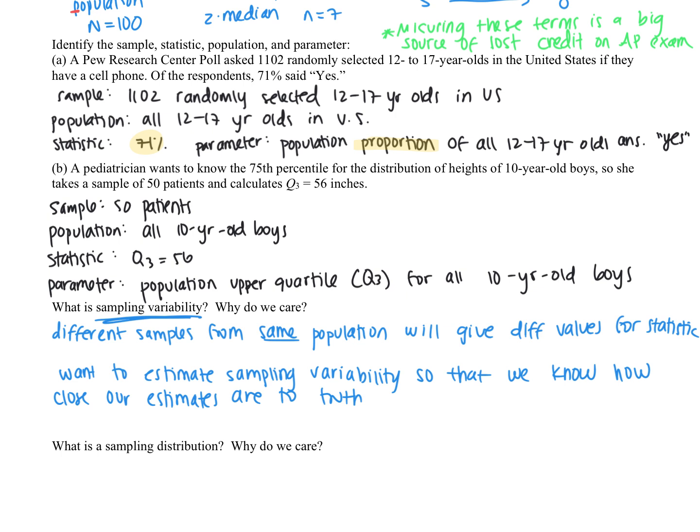So we're only going to take one sample, and we want to be able to estimate how far away we think that sample estimate is from the truth. And how far away that is, that's called the margin of error. So what we can do with statistics is we can estimate that margin of error. We're not going to do that with this unit, but that's where we're going to eventually.